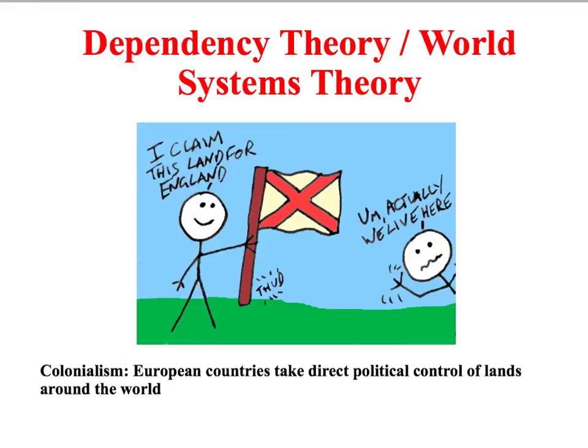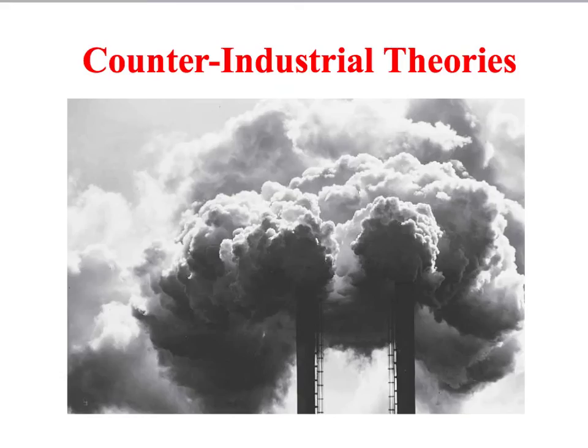Most notably the cases of countries like India, Brazil, and the so-called Asian tiger economies. Now, whereas the primary focus of most explanations is on economic inequality, the counter-industrial theories remind us that we shouldn't measure inequality purely in economic terms. So advocates of these approaches argue that we also need to focus much more closely on environmental and social inequalities.